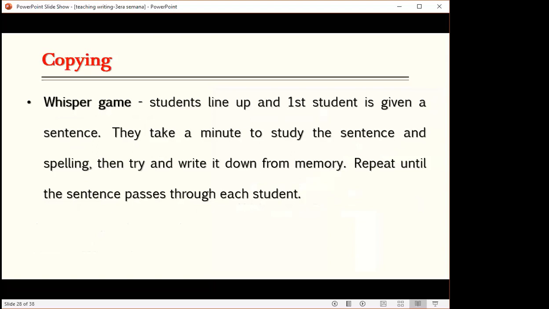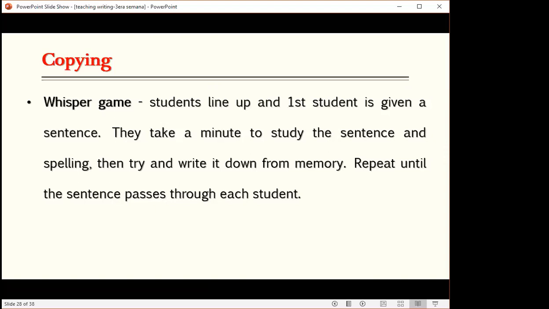Another one related to copying is the whisper game. We use this activity mostly on speaking. When you whisper some words or some sentence to your partner, and this partner is going to whisper again to another one, then to another one, and finally you get to the last student and you have to say the sentence. And the sentence most of the time is not the same as the original one. So this is a whisper. Here you can use it also to practice writing.